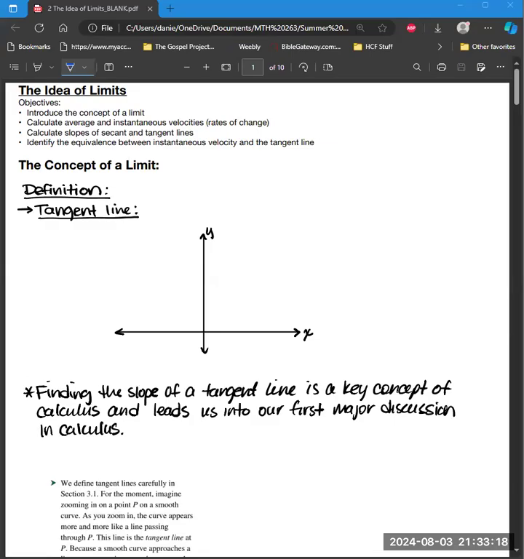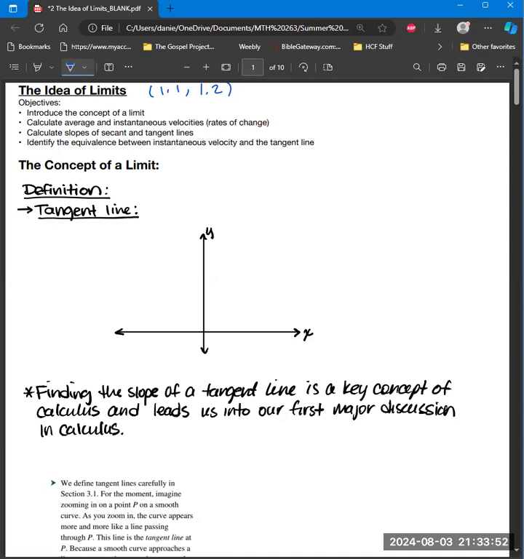In this video, we're going to talk about the idea of limits. Our objectives are going to be to introduce the concept of a limit, to calculate average and instantaneous velocities. Those would be rates of change, so an average rate of change and an instantaneous rate of change, to calculate slopes of secant and tangent lines, and to identify the equivalence between instantaneous velocity and the tangent line. These topics come from sections 1.1 and 1.2 of the textbook.